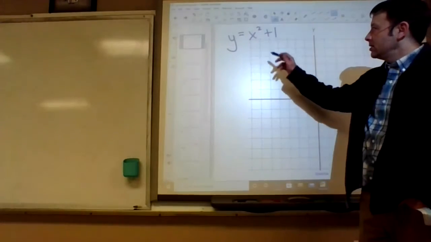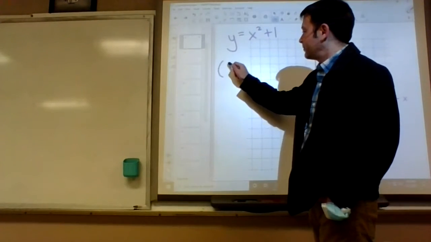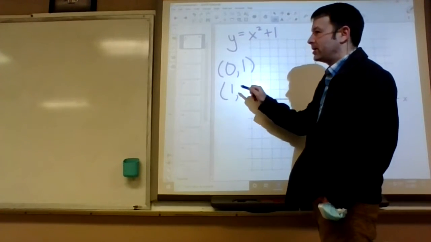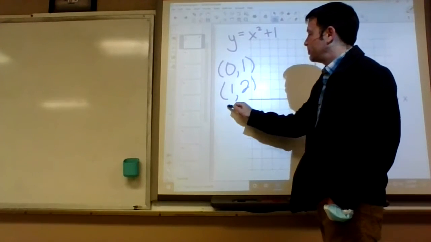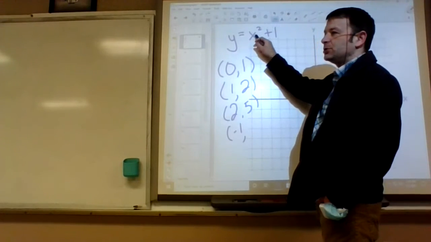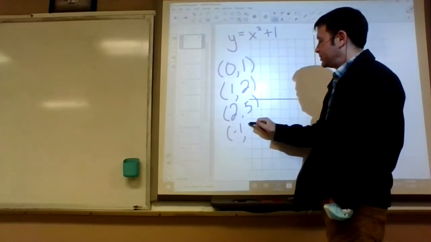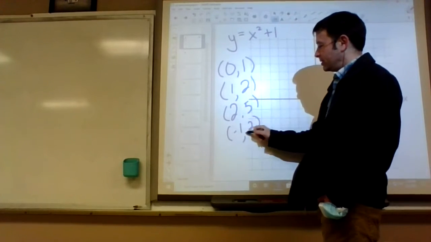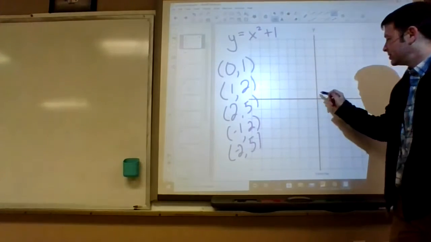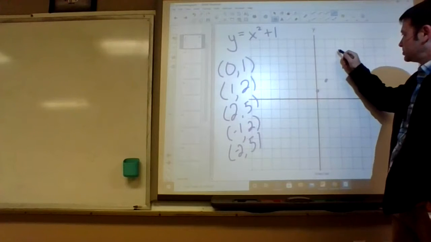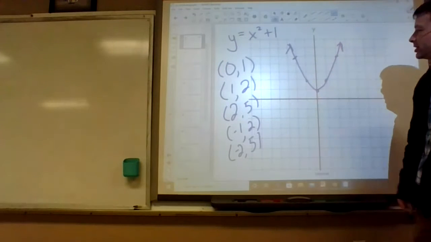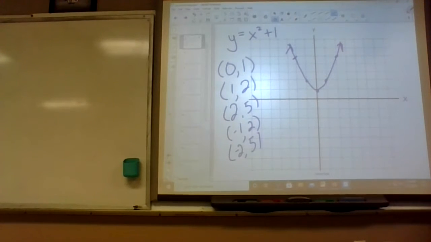If I plug in 0 for x, what do I get for y? 0 plus 1 is 1. If I plug in 1, what do I get? 2. If I plug in 2, 5. What if I plug in negative 1? Positive 2. Some symmetry there, you guys see that? And if I plug in negative 2, positive 5. So what's happening? 0, 1, 1, 2, 2, 5. Still a parabola. What happened to the graph though? It went up 1. So when you put a plus 1 at the end, it goes up 1.